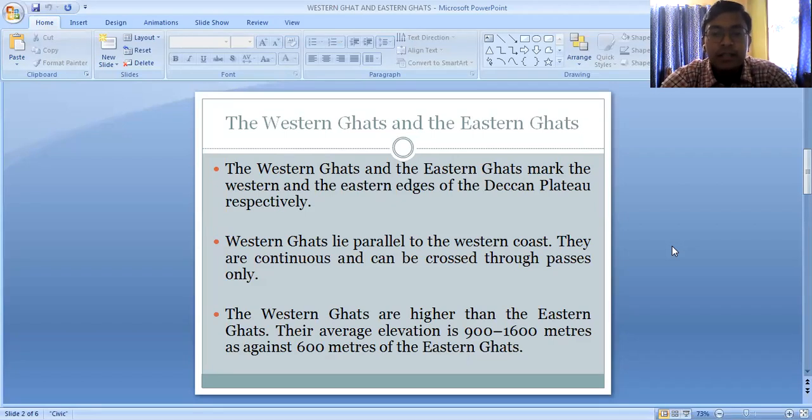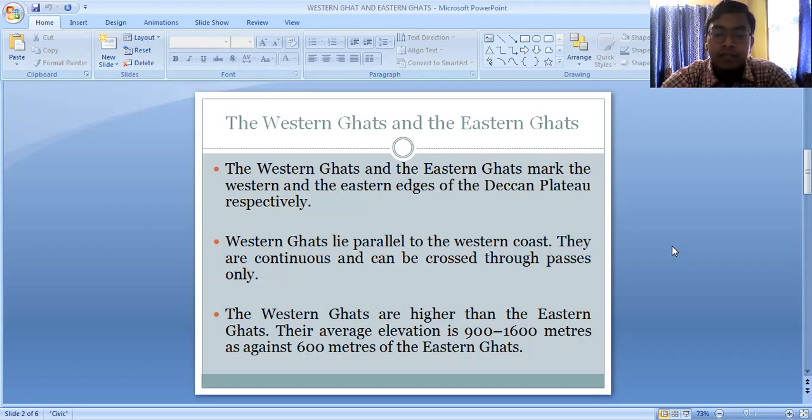The Western Ghat lies parallel to the western coast, and it is continuous and can be crossed through the passes only. The Western Ghat lies along the western coast, the coast formed by the Arabian Sea. The coastal areas along the Arabian Sea form the boundary of this Western Ghat. It lies parallel to this western coast. The Western Ghat is a continuous chain of hill ranges.